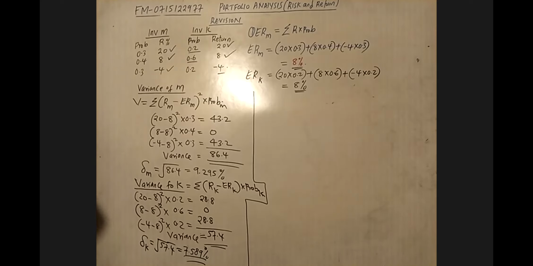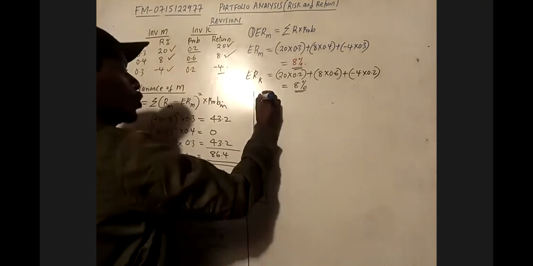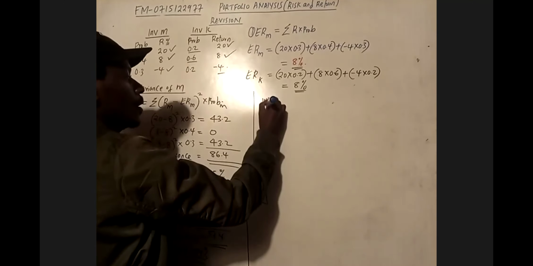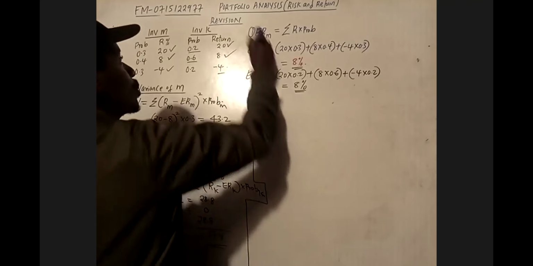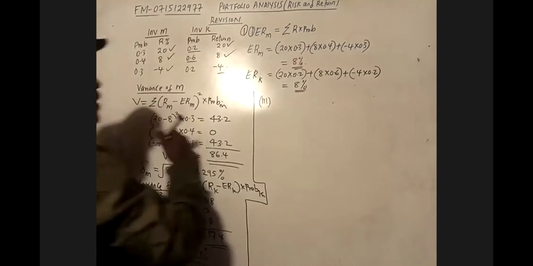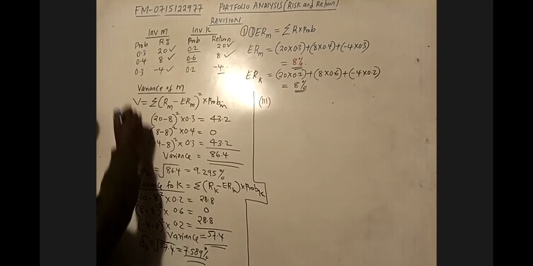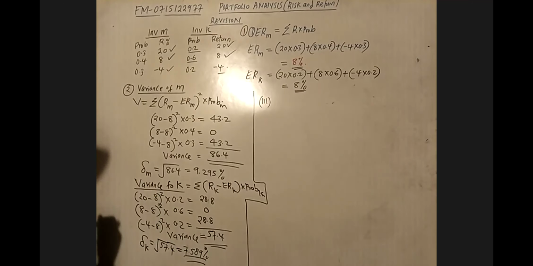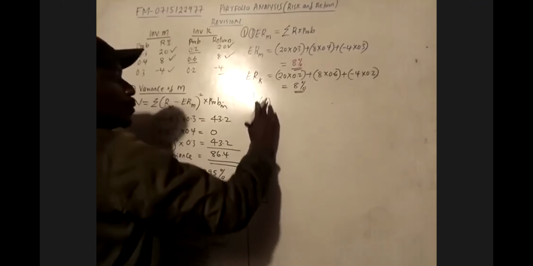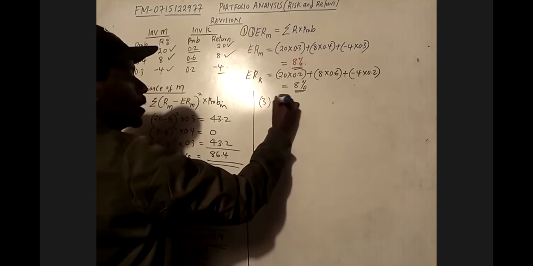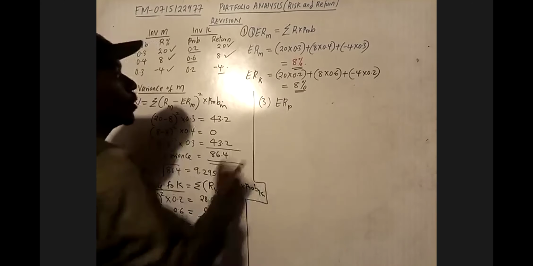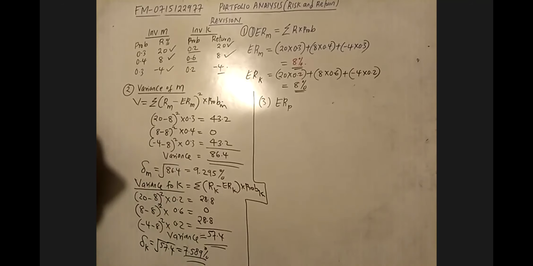Then the next one, number 3, they were asked to compute the portfolio return. So number 3, portfolio return. This one is number 1, expected return. Number 2 was this one, which was supposed to be standard deviation. Number 3 is portfolio return. How do you get the portfolio return? That is the expected return of the portfolio.